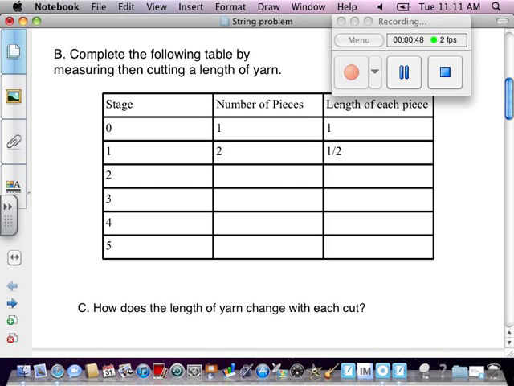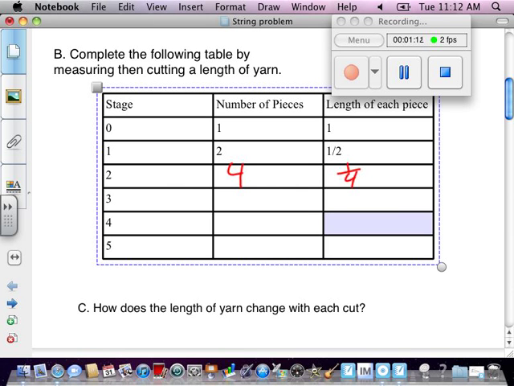All right, so at stage 0, we have 1 piece. So it's 1 yard long. The length of it is 1 full yard. So at stage 1, we've taken the piece and cut it in half. So we have 2 pieces, and it's half as long. Stage 2, we've taken those 2 pieces and cut each one in half, and we all of a sudden have 4 pieces, which means they are 1/4 as big as my original piece.